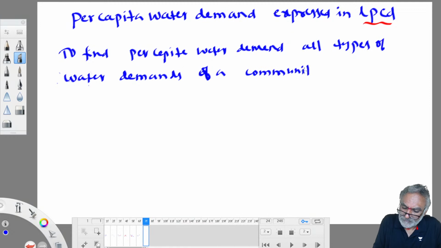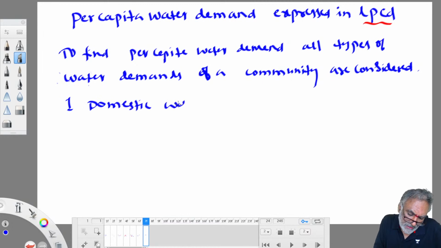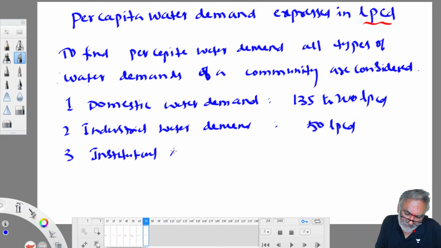Understood now? All kinds of demands we have to take into account. That is domestic water demand. Normally domestic water demand is 135 to 200 LPCD as per IS code. Industrial water demand, as per IS code, minimum we need to provide 50 LPCD. Institutional and commercial water demand, for this we need to provide minimum 20 LPCD.